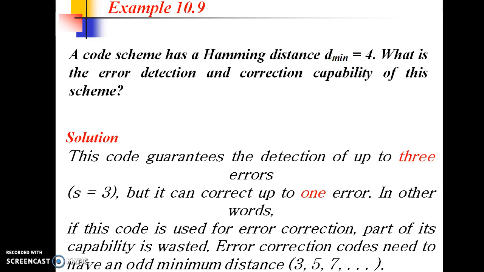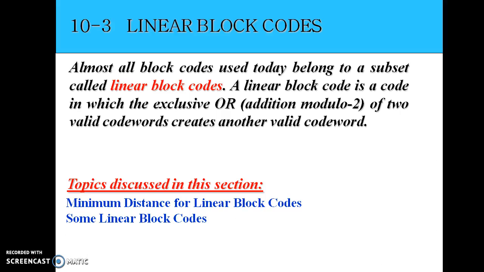So you can see here the code guarantees the detection of up to 3 errors if s is equal to 3, but it can correct up to 1 error. In other words, if this code is used for error correction, part of this capability will be wasted. So error correction codes need to have an odd minimum distance. So the next concept is linear block code.